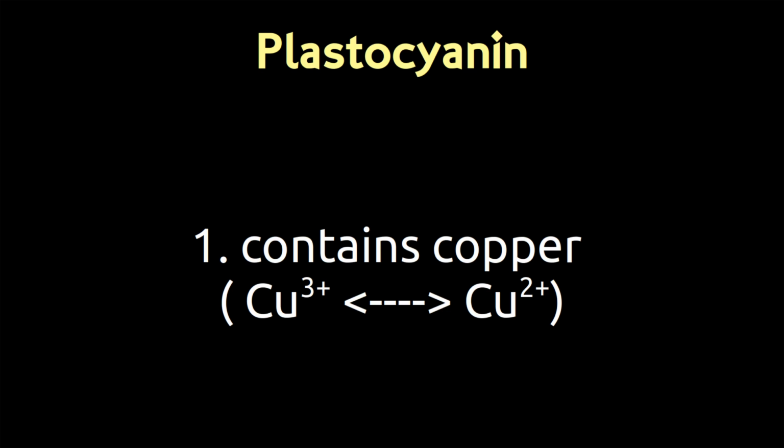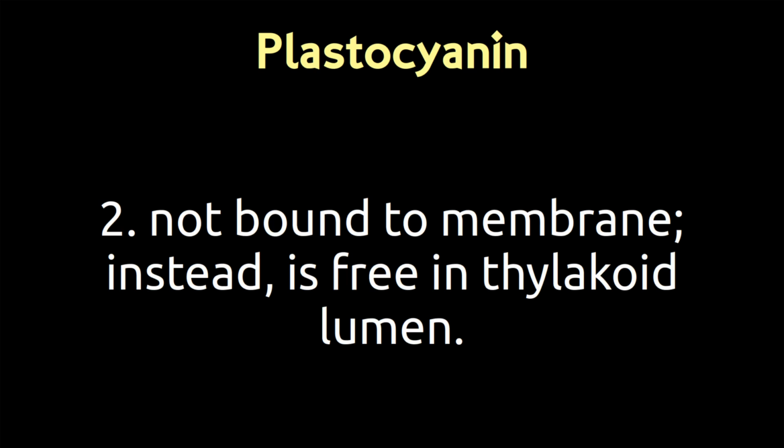And because we have cyanin, this kind of indicates that we are a copper-containing protein here. And the copper changes its oxidation state. The copper is actually what's picking up the electron. It's copper 2+. It picks up an electron, and then it becomes copper 1+. Carries it along, dumps it off, and becomes copper 2+ again after it loses that electron.